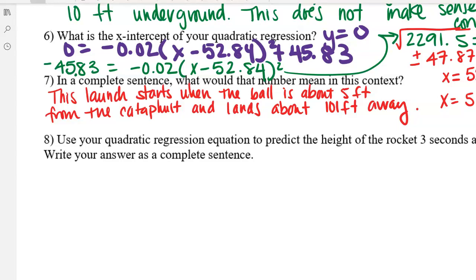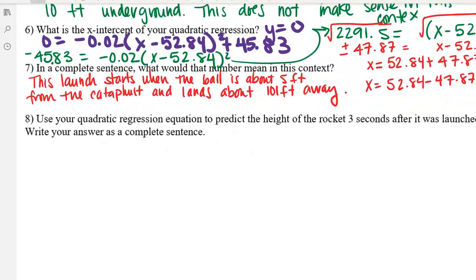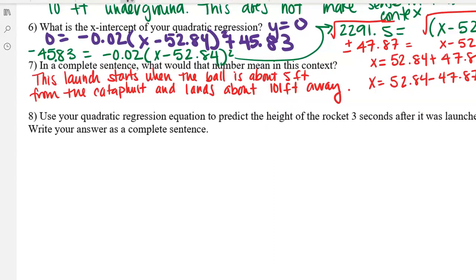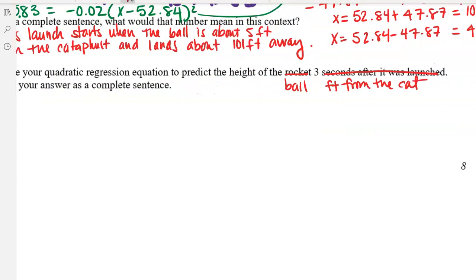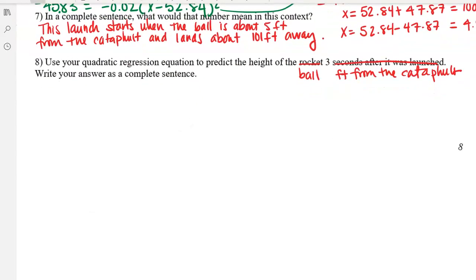Number 8, we're going to correct a little bit just because in here we have seconds, but X is not seconds. X in this is feet from the catapult. Number 8 says, use your quadratic regression equation to predict the height of the ball, so cross that out, of the ball, 3 feet from the catapult. So cross out those, please, and insert those corrections in.